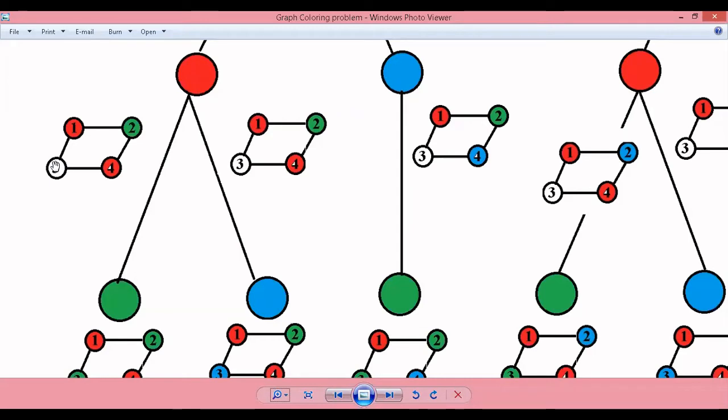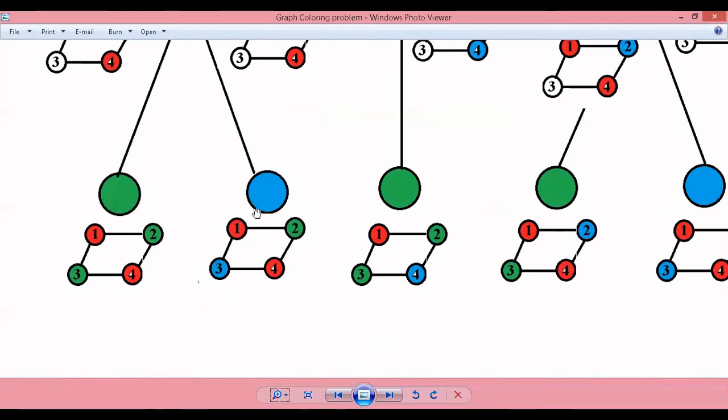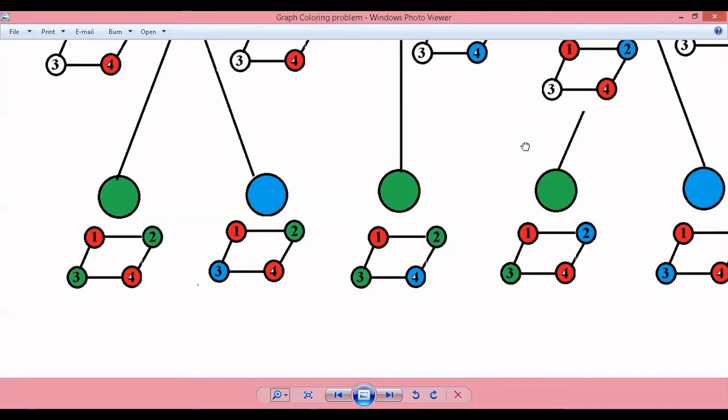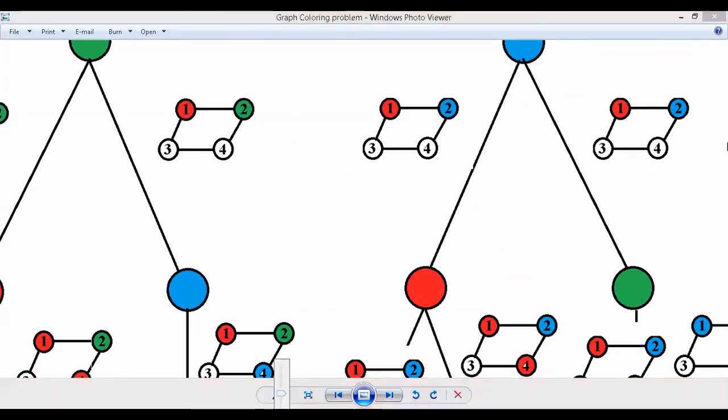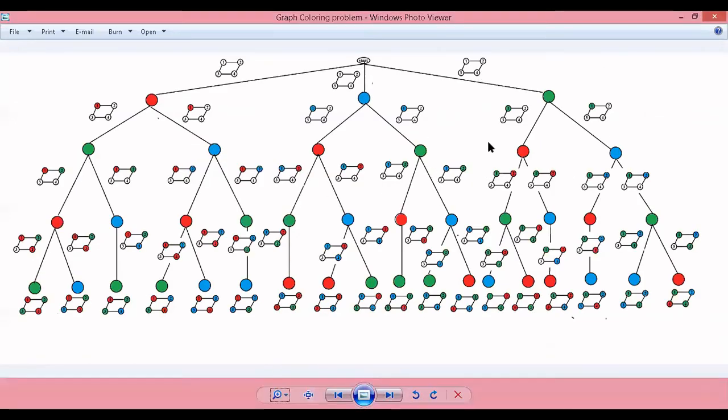The fourth node should be colored with either green or blue, but compulsorily not with red. So two choices I have made, either green or blue. Suppose if I take green, the last node is colored with green. Suppose if I take blue, the last node is colored with blue. So like that I have generated so big a state space tree.